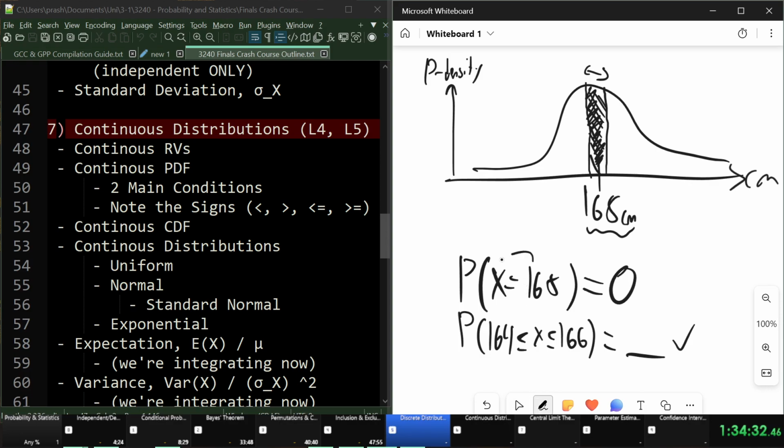Just make sure that you never use equals, because if you do, that probability is equal to 0. It doesn't mean anything in a continuous distribution to take the probability at a single point.